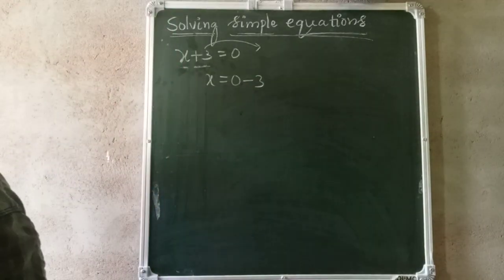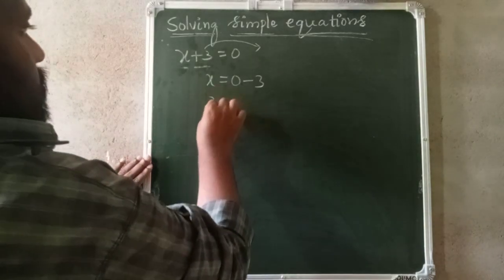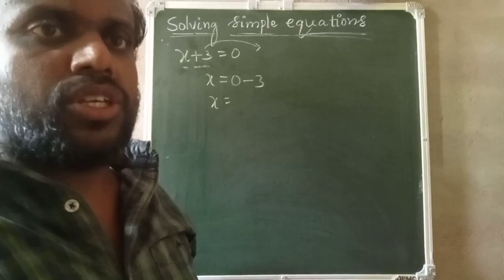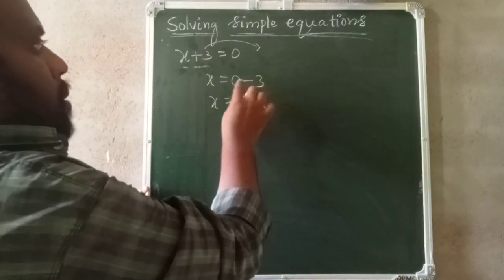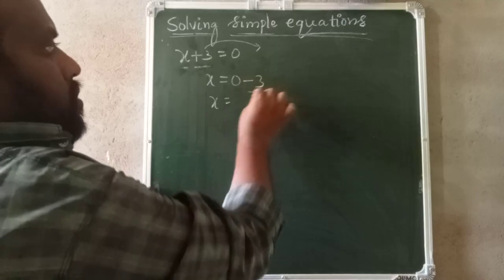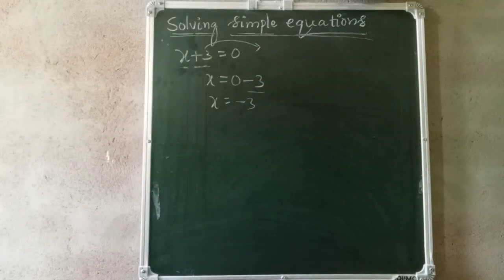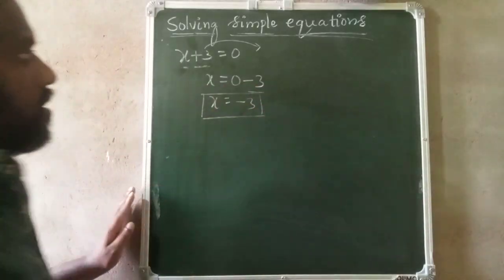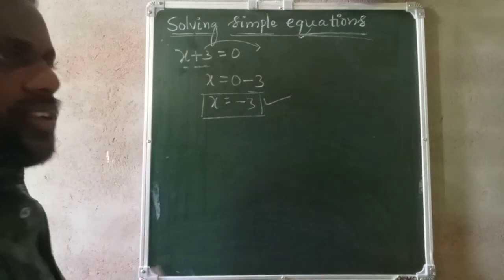Okay. Now in the next step I will write x is equal to 0 means nothing. You can just remove that. You can just discard. So after 0 is removed, what is left? Minus 3. See, x is equal to minus 3 is the answer.